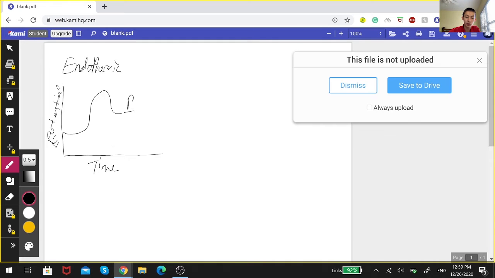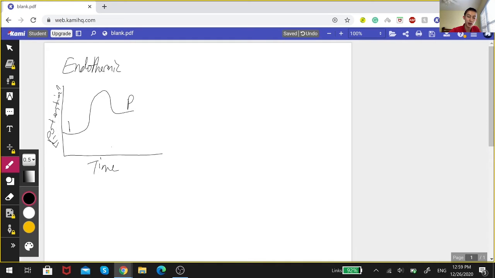Over here, this is product. This is reactant. This point is called the activation energy, which we'll say EA. And then from here to here, this point marks EA prime. And then from this line to this line, this part is what we call delta H.